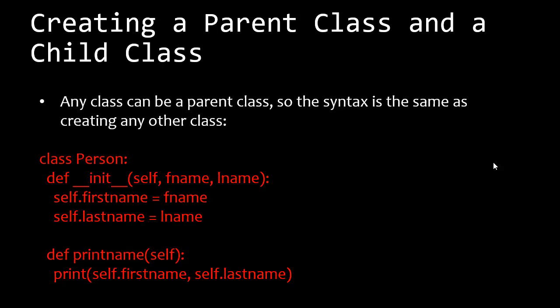Creating a parent class and a child class. Any class can be a parent class. It makes no difference. The syntax is the same. Everything we've done is the same. So this person class has a first name, a last name, and a method that's going to print the first name and the last name. That is a parent class. Any class at all can be a parent class. You got it? Nothing has to change.